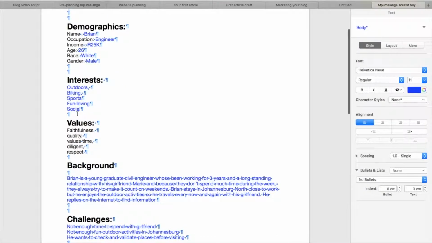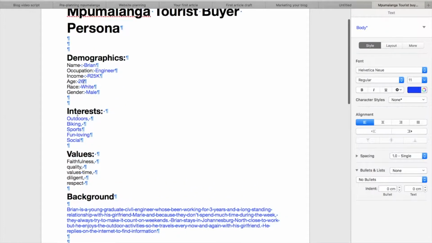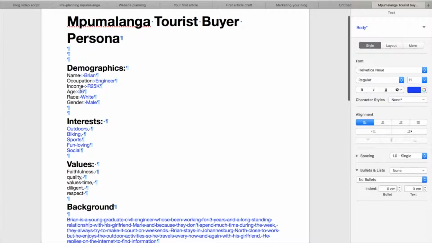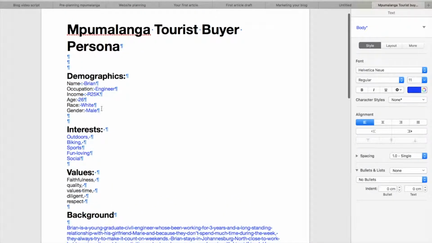And I even went down to define his race. Obviously, he can be black, he can be white, he can be colored. In the US, they name them African American, but I've decided to name him white based on the research that I've had, and his gender is male.